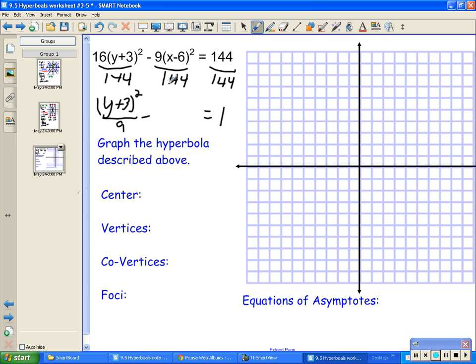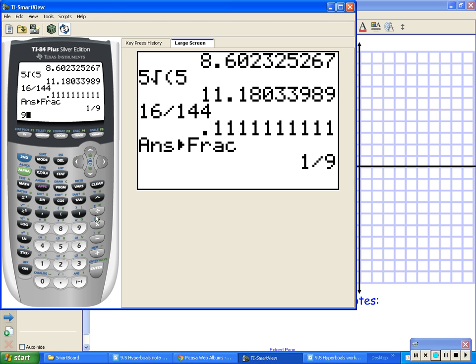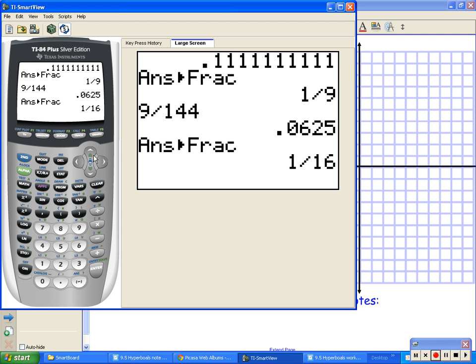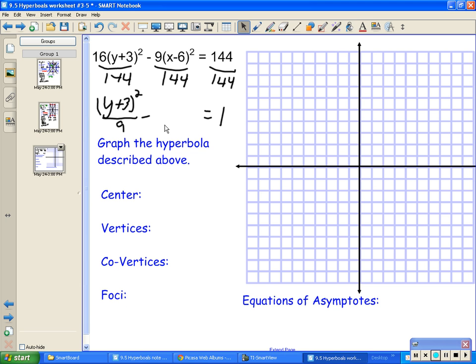Okay, 9 over 144, probably realize what that is, but just in case you don't, we'll do it on the calculator. 9 over 144 is 0.0625, and that as a fraction is going to be 1/16. So in our equation, it's going to be (x minus 6) squared over 16.